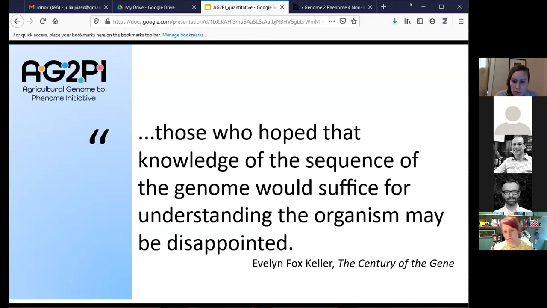Yeah, my final comment is just that trait marker associations are really complicated and unfortunately knowing the sequence is just not enough.